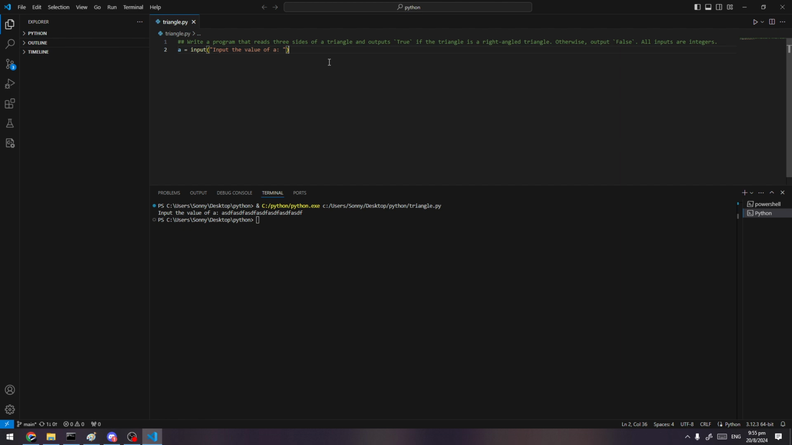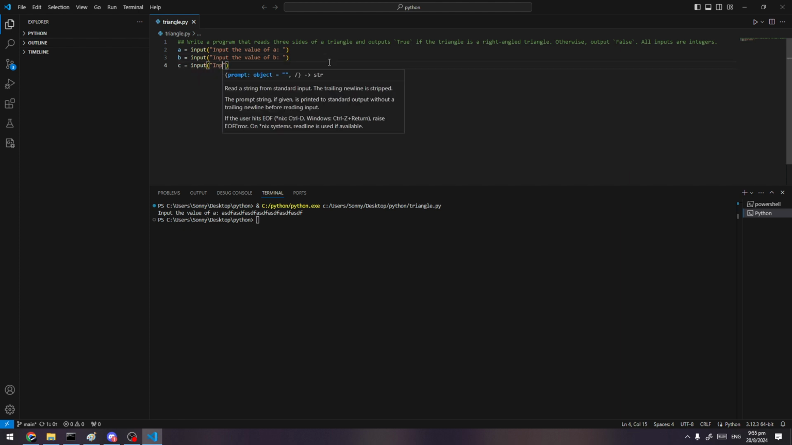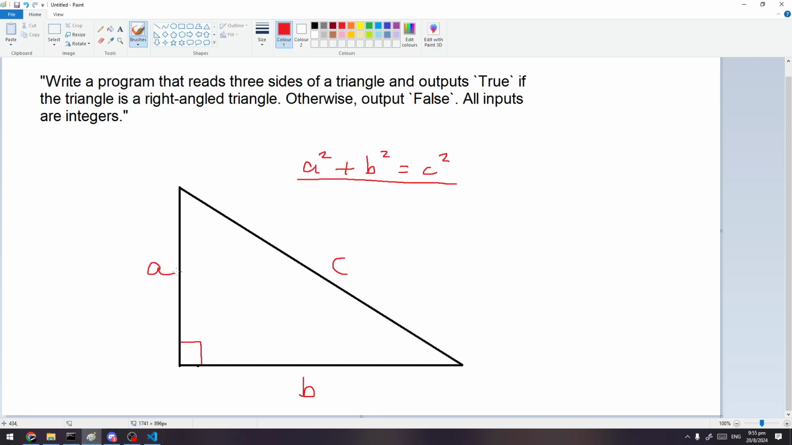So what do we do? b equals input, and the same for c. And here, we can implement the maths with a, b, c.